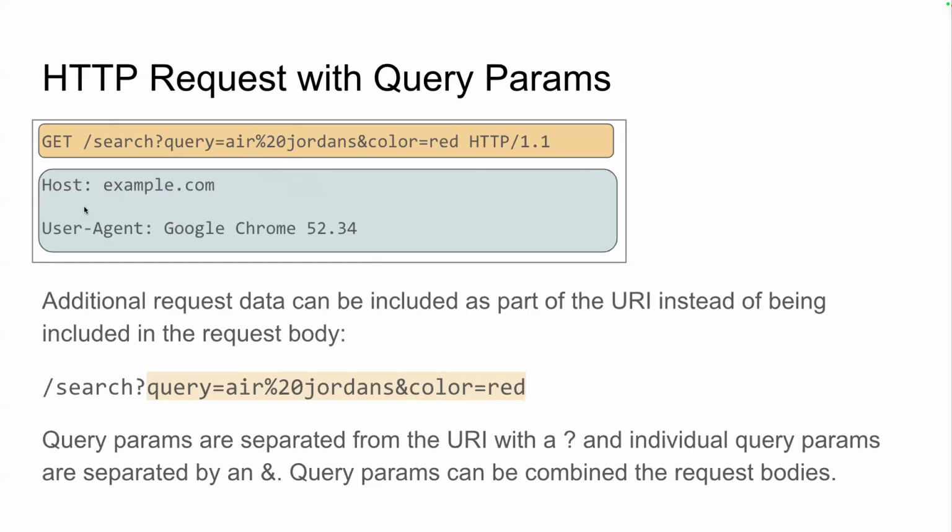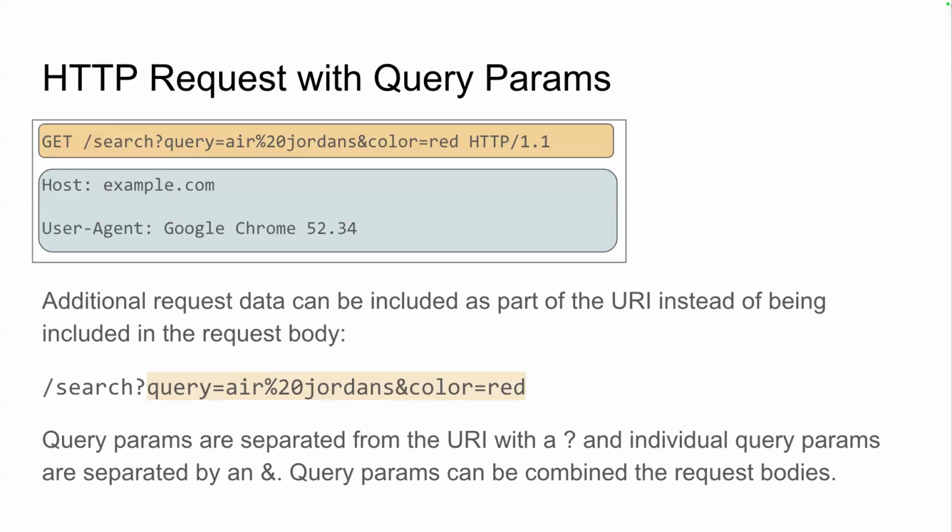And we looked at an example of this yesterday when we were walking through how to work with forms with JavaScript. So additional request data can be included as part of the URI instead of being included in the request body. There we can see the search parameter being transferred, the question mark, saying, hey, the following is going to be parameters, and we can see the query params within key value pair.